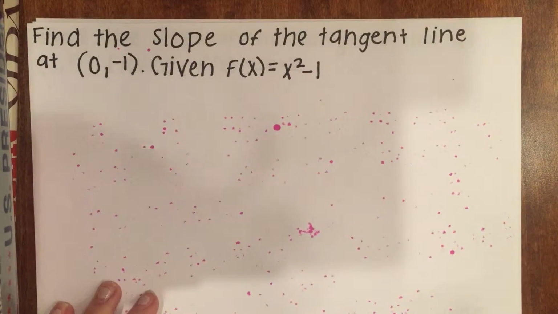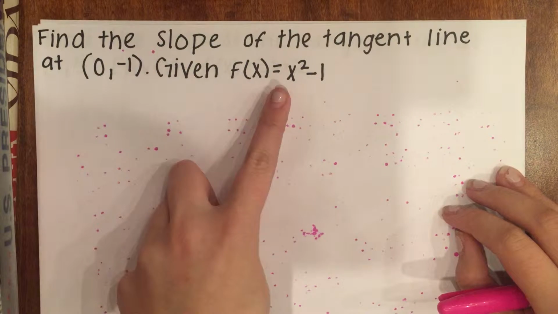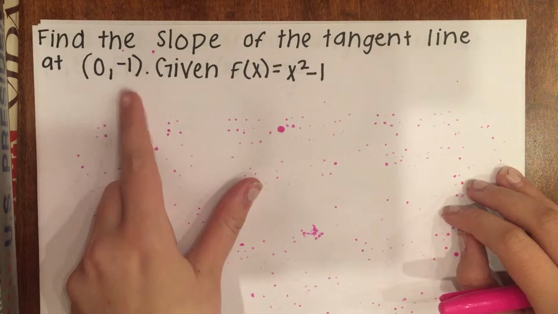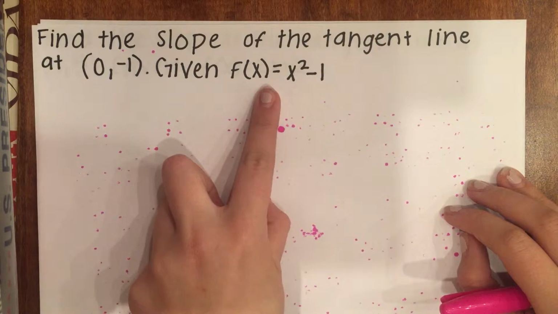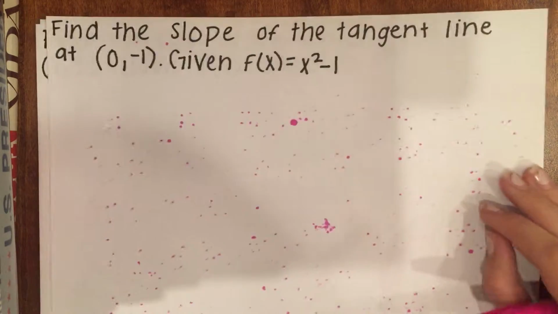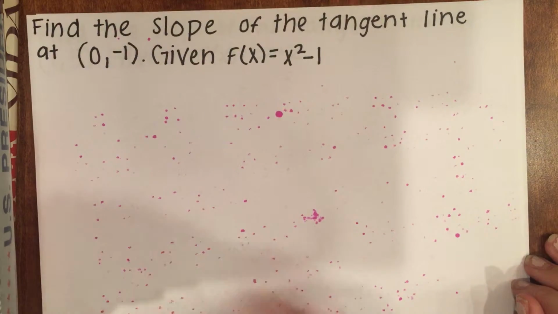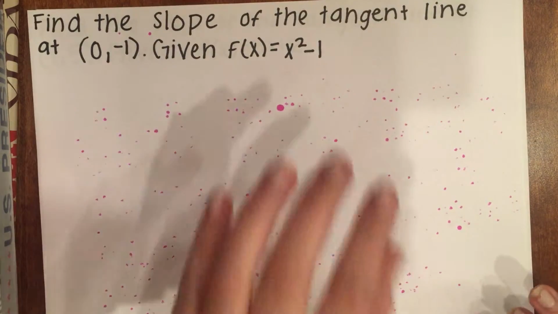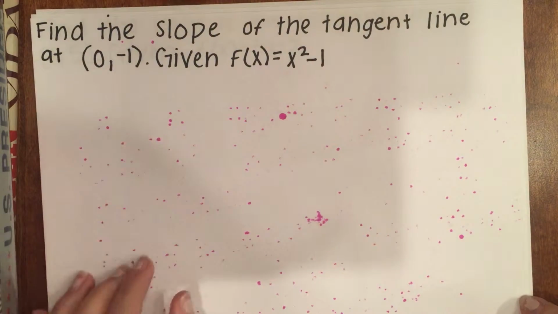So another more applied version of this is this problem. It says find the slope of the tangent line at the point 0, negative 1, given that f of x equals x squared minus 1. Now there are two different ways to approach this problem, and I'm going to show you first the way that I prefer doing it, which is by first getting the derivative of that and then later plugging in this point.